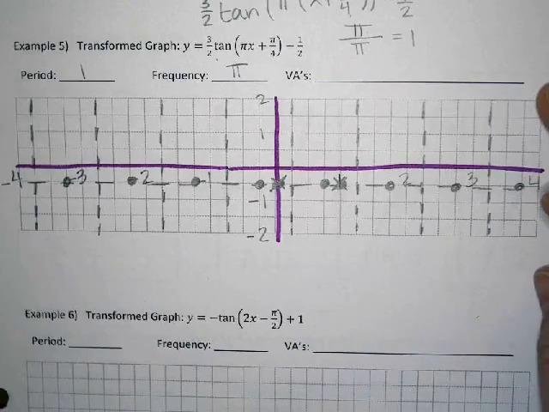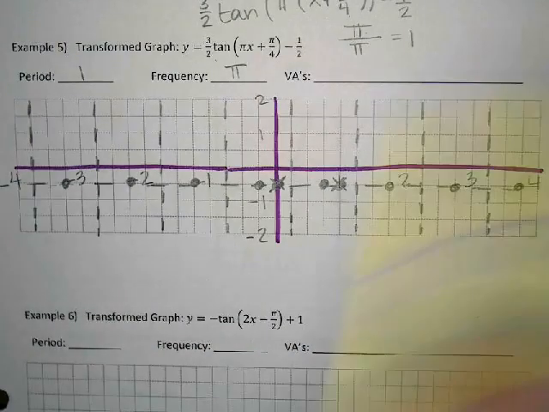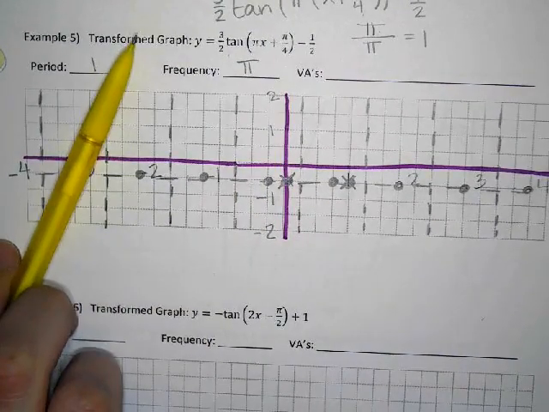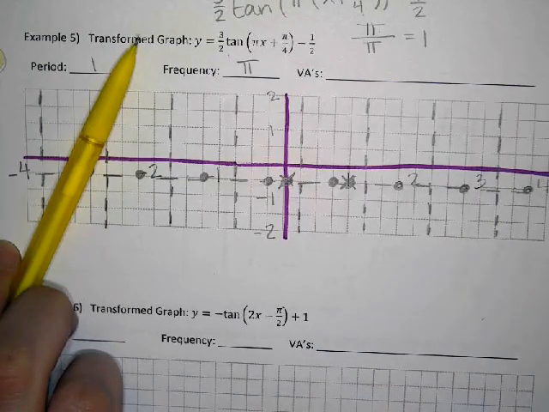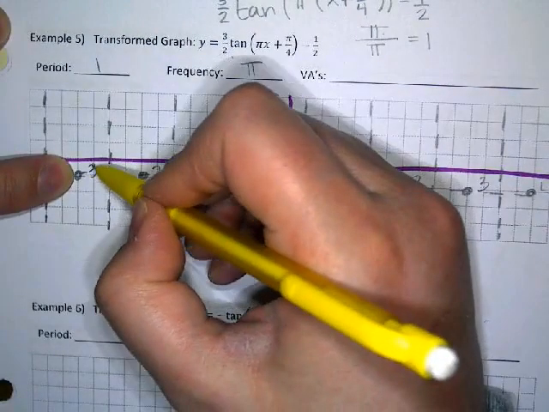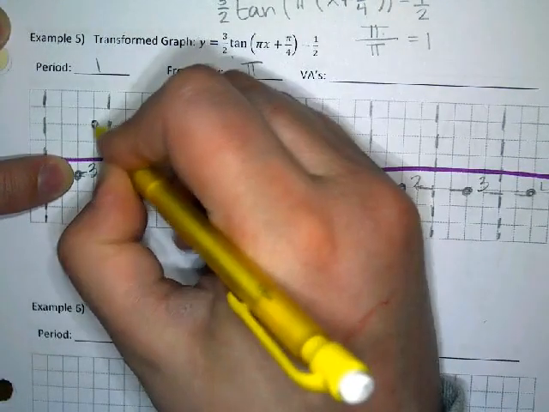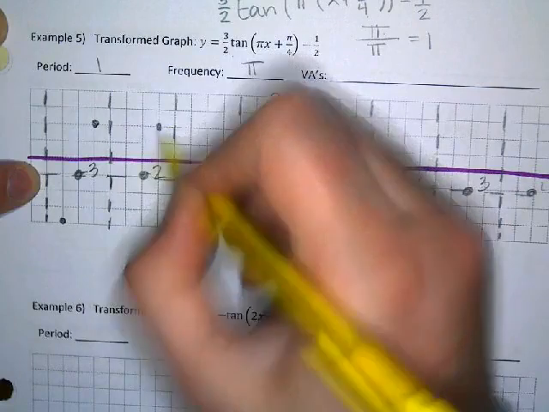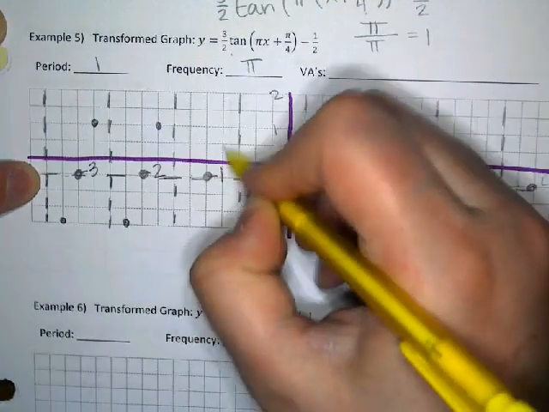Now this tangent graph has a positive slope, so we know that it's going to go this direction instead of the way that the previous problem went. And we are doing a vertical stretch of 3/2. So how many boxes do we go? 3 boxes. 1.5 would be 3 boxes in this case. So between these 2 points, we're going to go up 3 boxes. And between these points, we're going to go down 3 boxes. So up 3 boxes, down 3 boxes. Up 3 boxes, down 3 boxes.